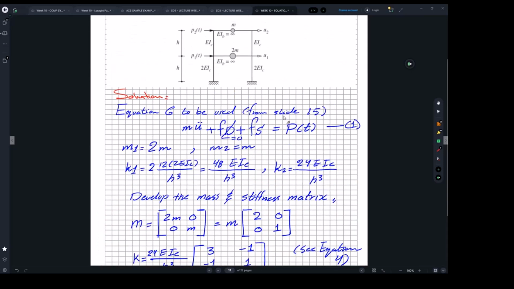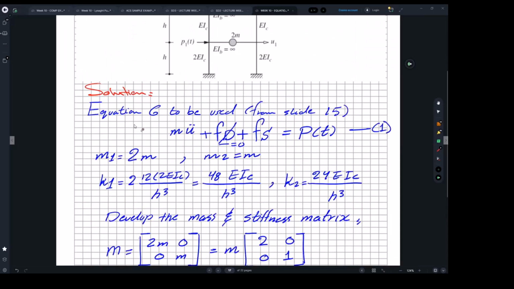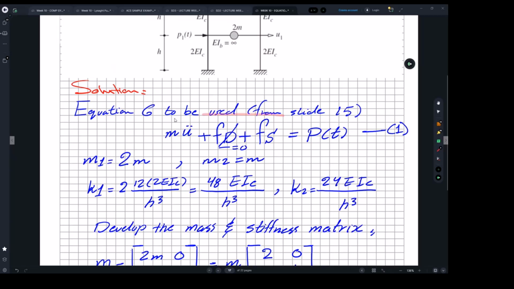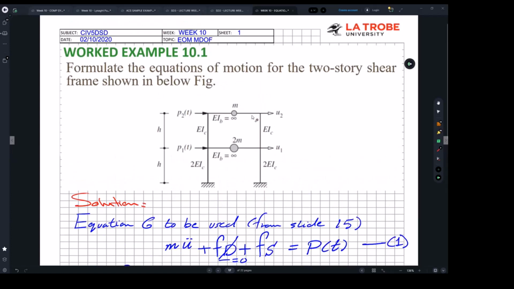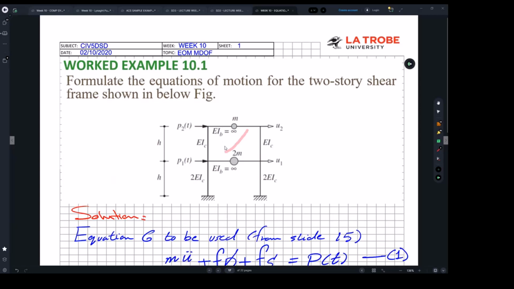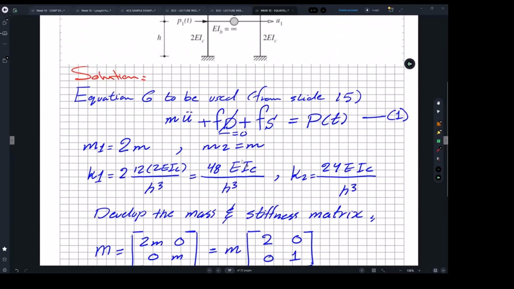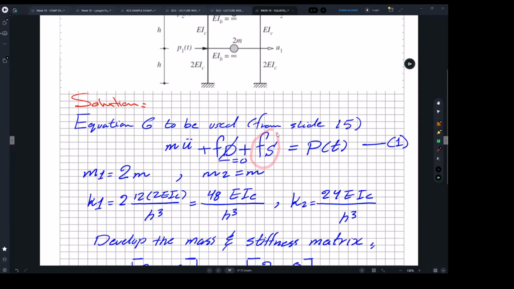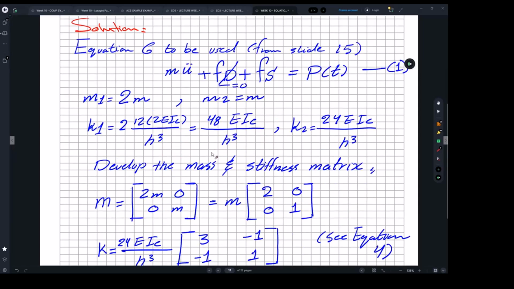All right? So the thinking process is we are utilizing equation number 6 from slide 15, which is basically this general equation where I've used the bold characters. Now I scrapped the damping force because there is no damping. The question did not show you any damping, so don't worry about it. And then you're going to be left with the elastic stiffness and the mass matrix.